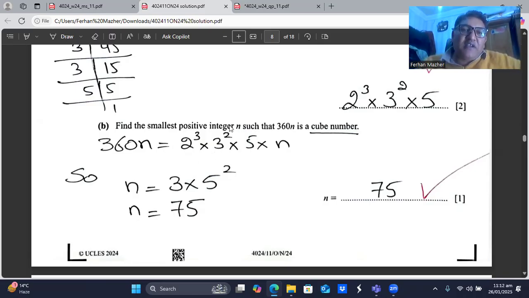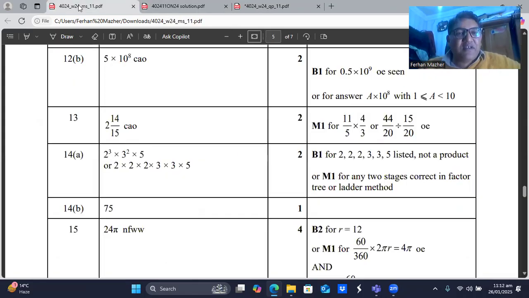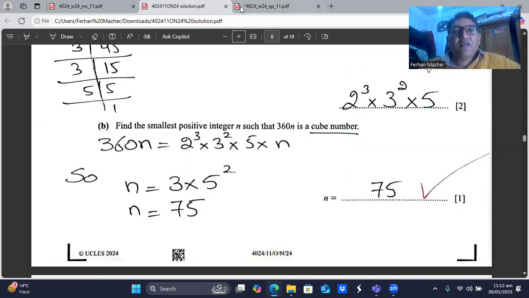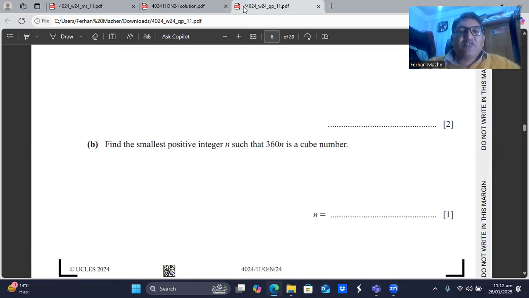So because this is already 3 squared, I need another 3, and this is 5 raised to power 1, so I need 5 squared. So this will become 3 into 5 squared. So that's 25 multiplied by 3, that's 75. So the n is 75. So the n is 75 is the right answer, sir. So we are going to the next question.